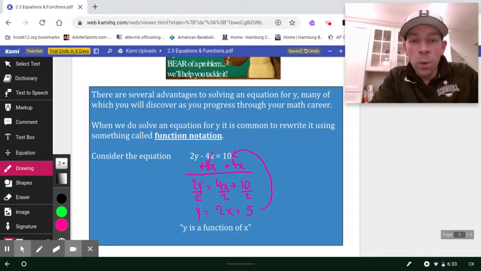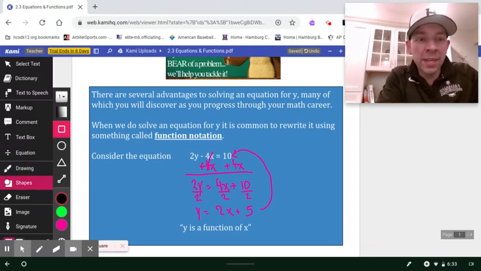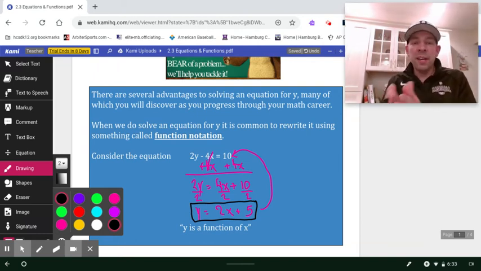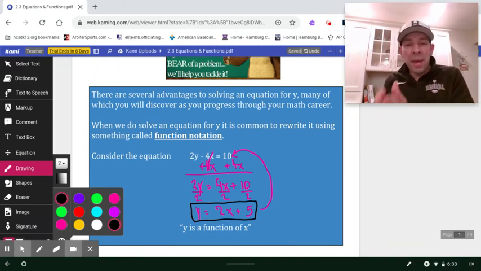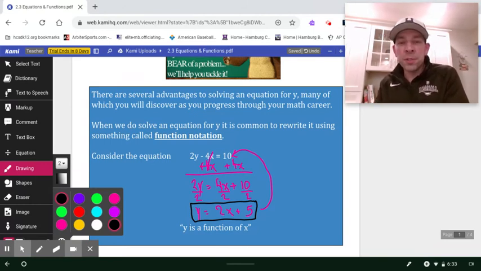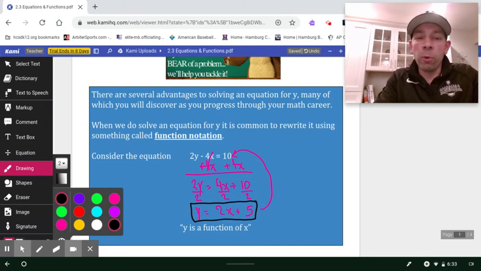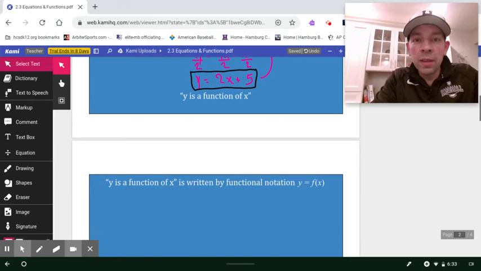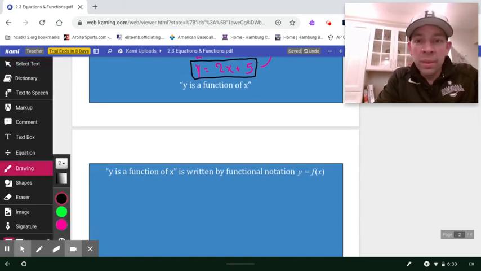And now we would say that y is a function of x. Anytime that y is by itself, we'd say y is a function of x. And to me, the easiest way to process that is to say the value of y depends on the number you substitute for x. And so therefore, y is a function of x. Now, when we say y is a function of x, it's written by functional notation as y equals f of x. In other words, y is the same thing as f of x. Those two ideas are interchangeable.